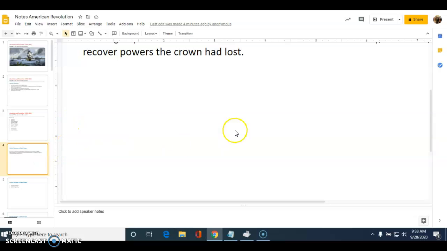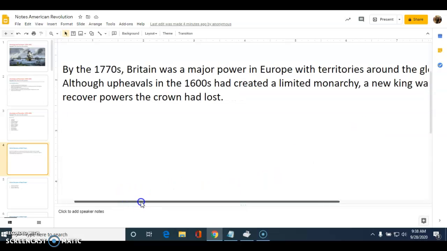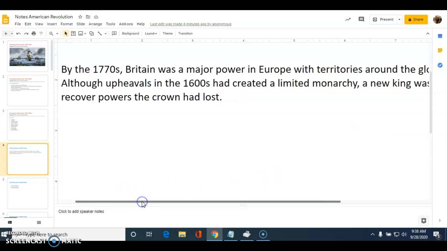So what also happens is by the mid-17th century, Great Britain is a major power in Europe, and it has territories all over the world. It was said that the sun never sets on the British Empire, and that's beginning to become the case. Britain has outposts all over the world, and as an island nation, their navy is very important, and trade. They want international trade. They want people trading goods with each other.